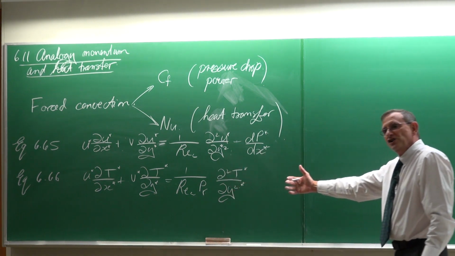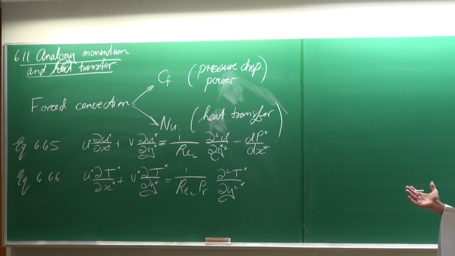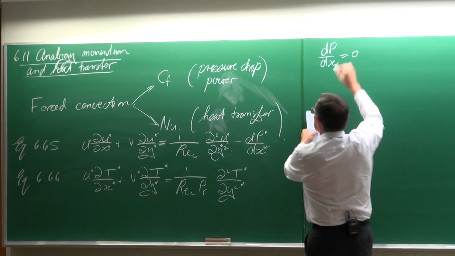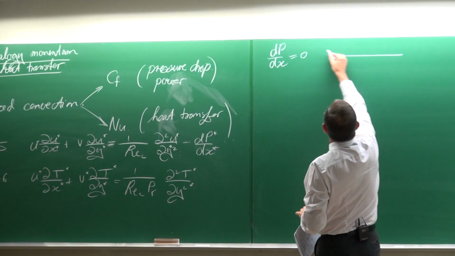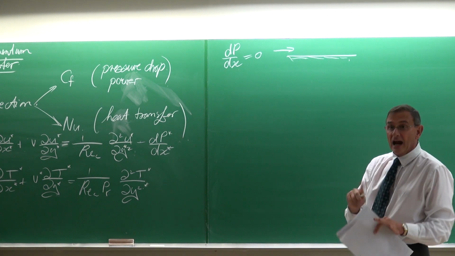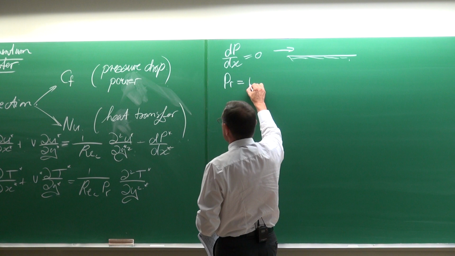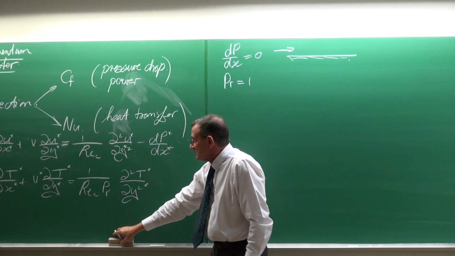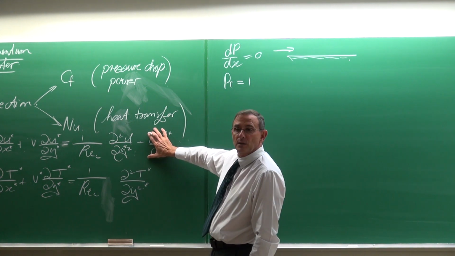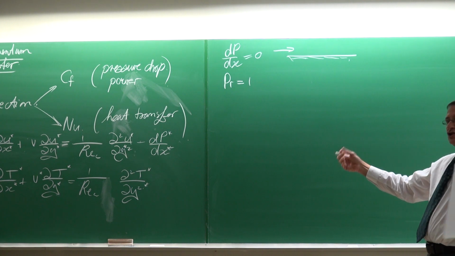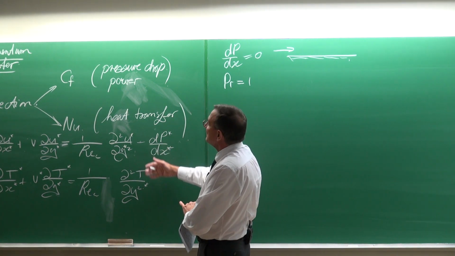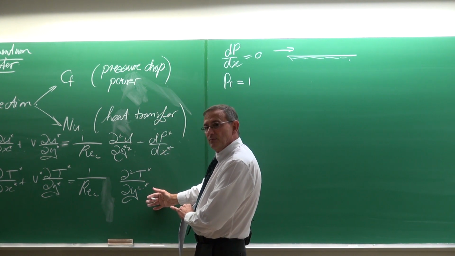Now, if you look at these two equations, they sort of look the same. If we now look at the case where dP/dx is equal to zero, which is an assumption made for flow over a flat plate, then it is quite good to say dP/dx is equal to zero. And if you also make the assumption that the Prandtl number is equal to one, I'm going to remove this Prandtl number, so the equation disappears. What do you see? You see that the two equations look the same. And what it actually tells us is that nature is saying that what happens with a pressure drop, the same is going to happen with heat transfer.